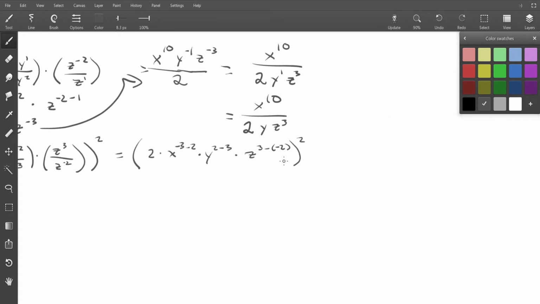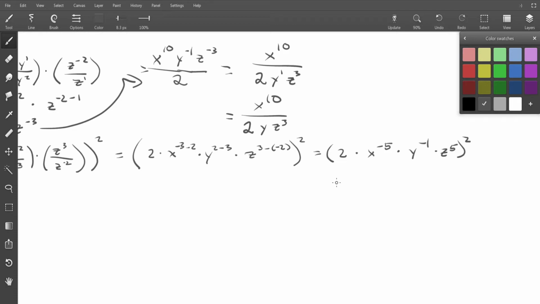So now we can go ahead and simplify these powers here, write them a little bit nicer. So we have 2 times x to the negative 5 times y to the negative 1. 2 minus 3 is negative 1. Negative 3 minus negative 2 is negative 5. And 3 minus negative 2, well, that's just 3 plus 2. So this will be z to the 5th. All of this is still getting squared.